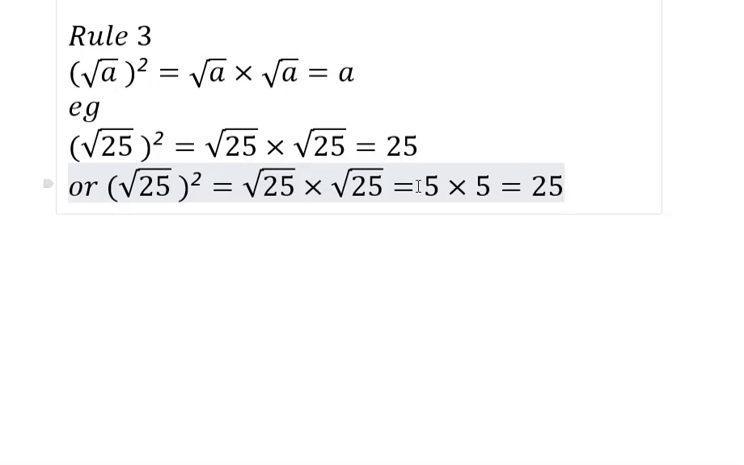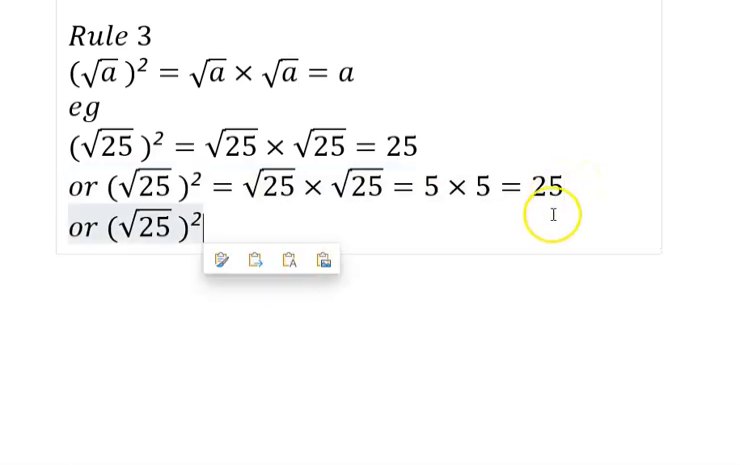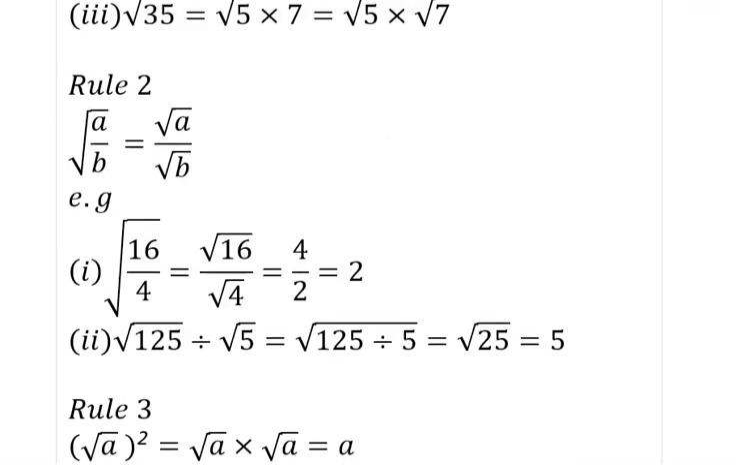Any one that suits you. And if you say you don't want to go through this route, that you want to do it this way, you are still saying the same thing, because this square can cancel this square and you'll be left with what? 25. Anyhow you want to do it, you are still very correct. That's rule number 3. So let's go to the last rule we have here.